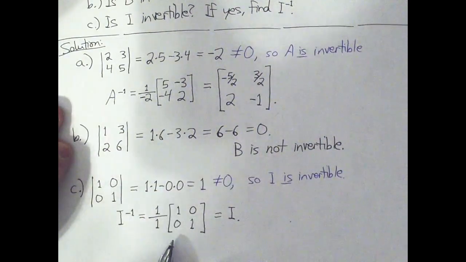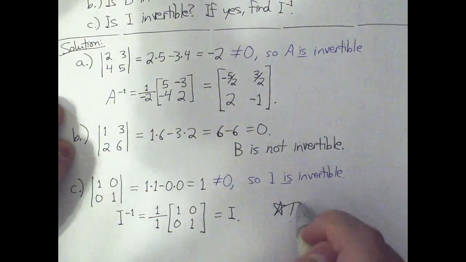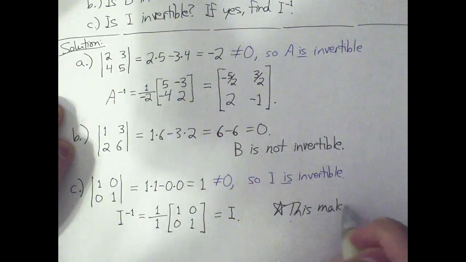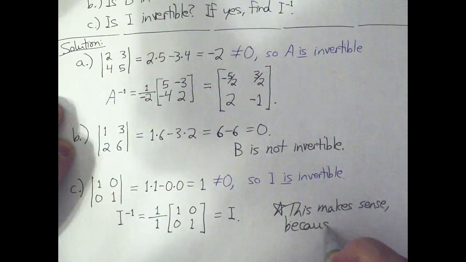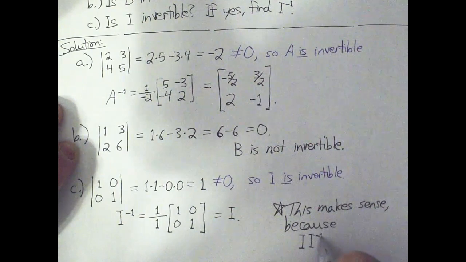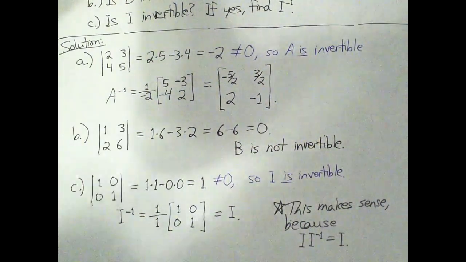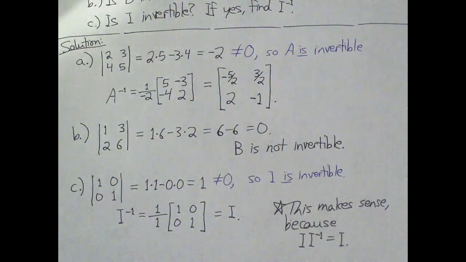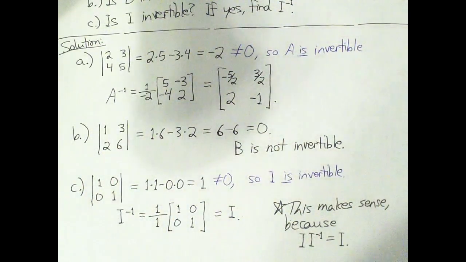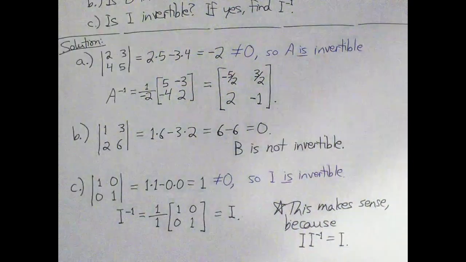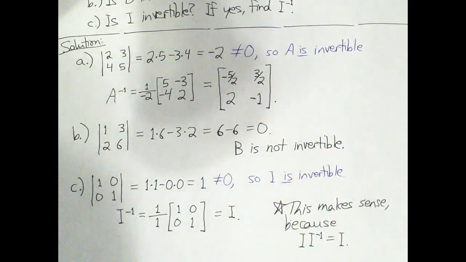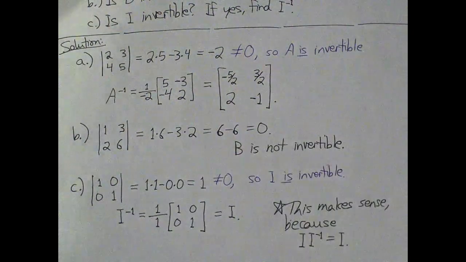So we're done. We answered part C. We found I inverse. It is I. And I'm just going to say off to the side, this makes sense because I times I inverse does equal I. So I is its own inverse. Pretty cool, pretty cool.